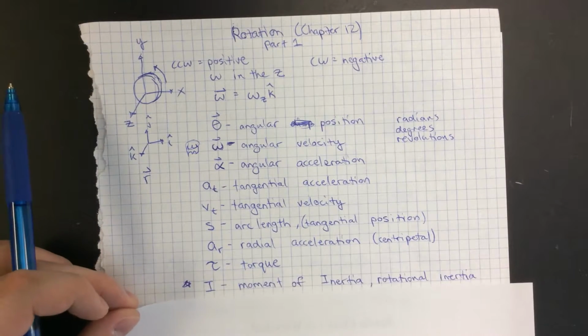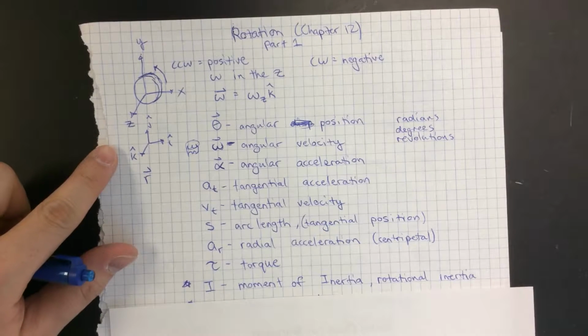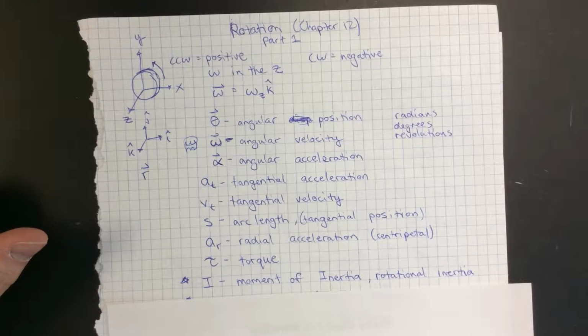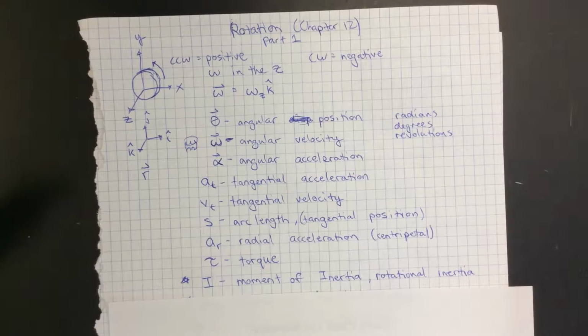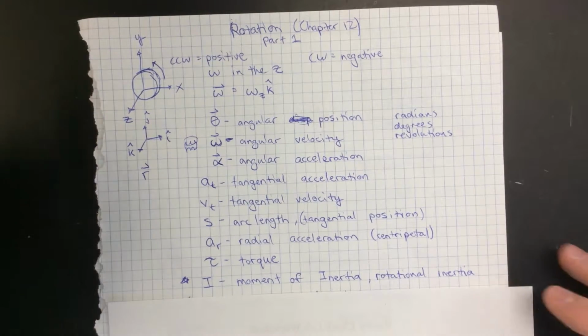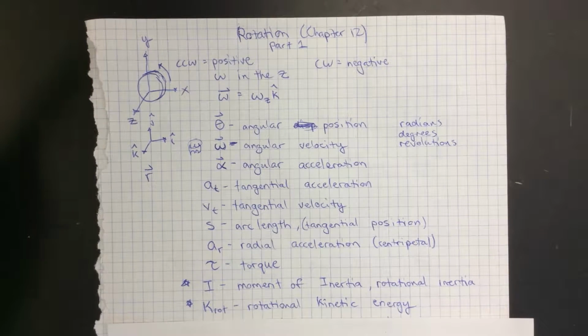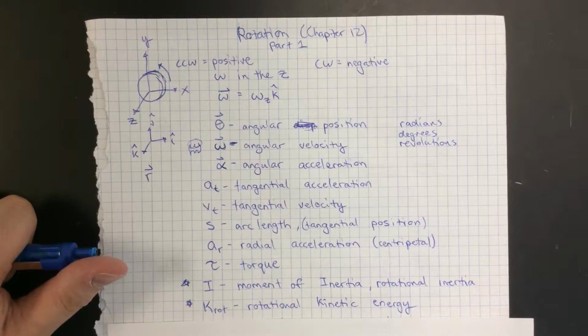Now a couple new ones we're going to add on is I, capital I, for moment of inertia, or rotational inertia. I think on the AP exam I usually see it more as rotational inertia, but it's the same idea. Okay. And then we're going to add to it a rotational kinetic energy. We'll see that you can split kinetic energy up.